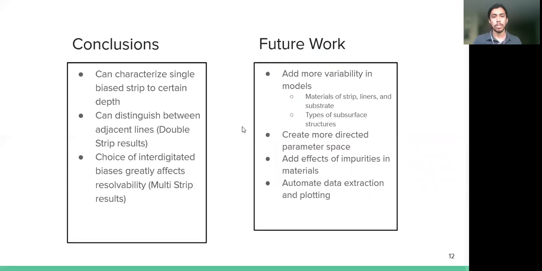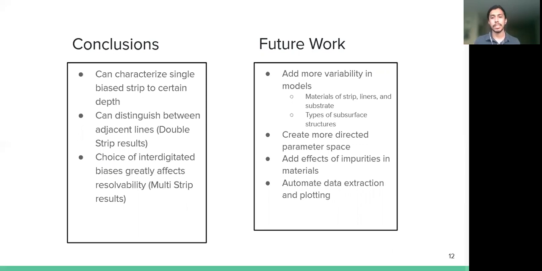So just to conclude, yes, we can characterize a single bias strip beneath the surface up to a certain depth. Some conclusions that we made about the double strip is that we can distinguish between two adjacent bias lines up to a certain depth and proximity. And for the interdigitated multi-strip experiment, the conclusion was that how you bias these actual strips greatly affects how well you can resolve the actual test structure.